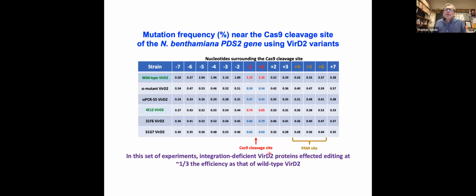So then what we did was we looked at various different VirD2 mutants. Here's our PAM site. You cut 1, 2, 3 bases upstream from the PAM. So the cut site is right here. And now we're saying, what percentage of the time, when you're looking at thousands or tens of thousands of amplicons, do we see mutations with wild-type VirD2? In this case, it's 1 to 2%, and various mutants. We see not as good as wild-type, but some of them are not too bad. This one here actually is pretty good. This mutation we called 4E12, okay? It's about maybe 1/4 to 1/3 of the efficiency of wild-type VirD2.